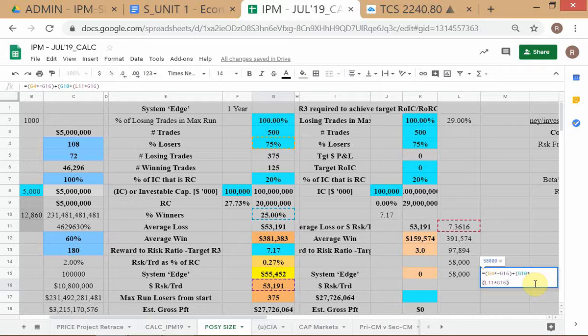So have I done it correctly? Yes. That average win is shown as L11, which is your R3, right? Times the dollar risk per trade, which is R3 times average loss, is equal to average profit. Average win times probability of win. Okay, so I need another bracket here. Now we don't need any more brackets, right? I don't think we need any more. So the system edge is okay.